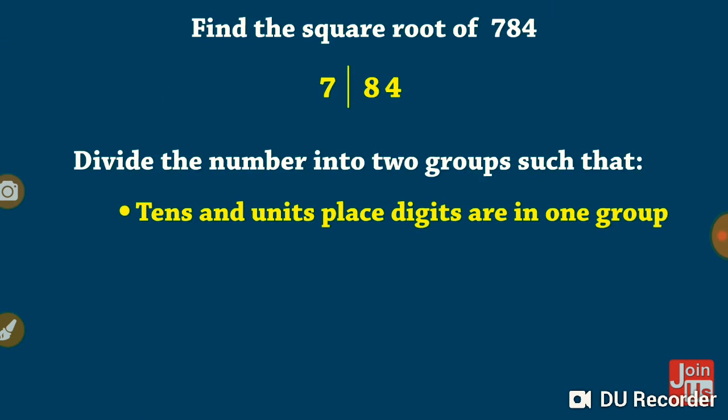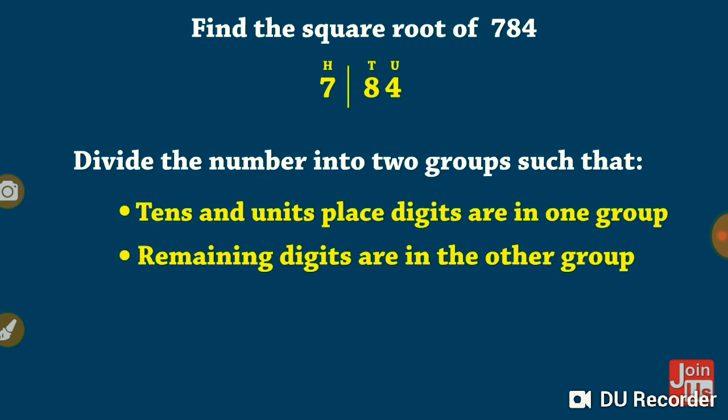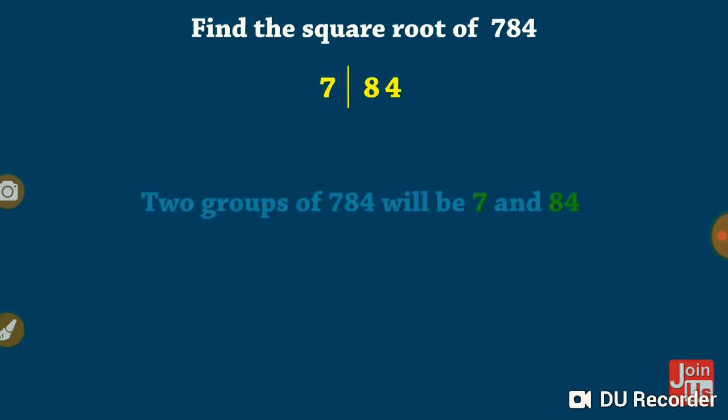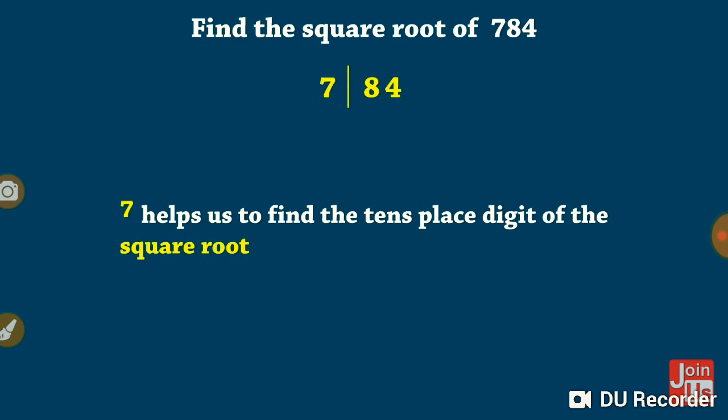Next, find the square root of 784. Here, divide the number into two groups such that the tens and units place digits are in one group. The remaining digits are in the other group. The two groups of 784 will be 7 and 84.